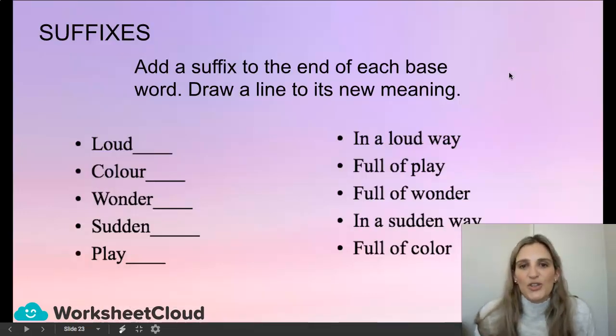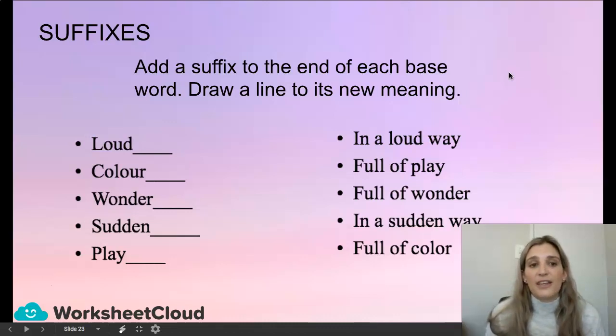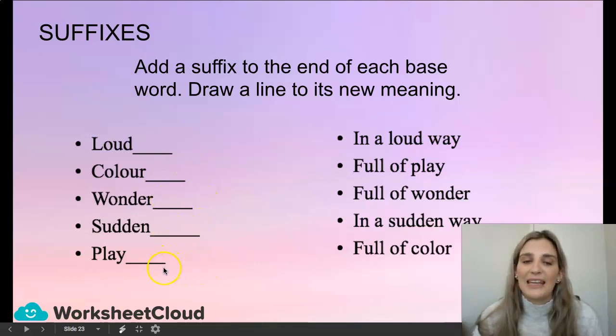It's your turn to do a little activity for me. Same as previous one. Grab your pen and your paper. And you are going to add a suffix to the end of the word. To loud, color, wonder, sudden, and play. Then I'd like you to match it to its meaning. Please pause the screen so that you can write down your answers. I'm going to move on to the answers.